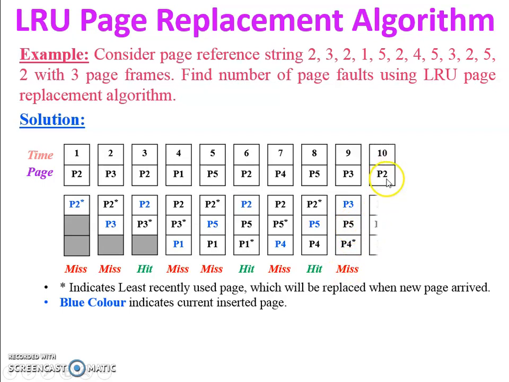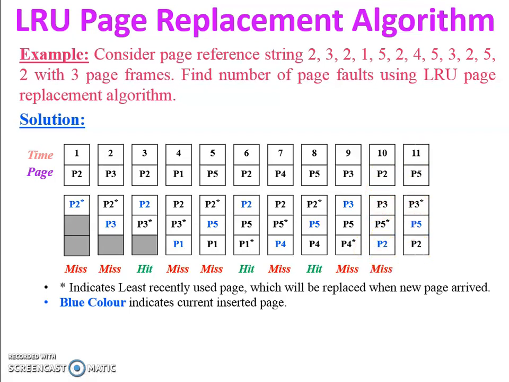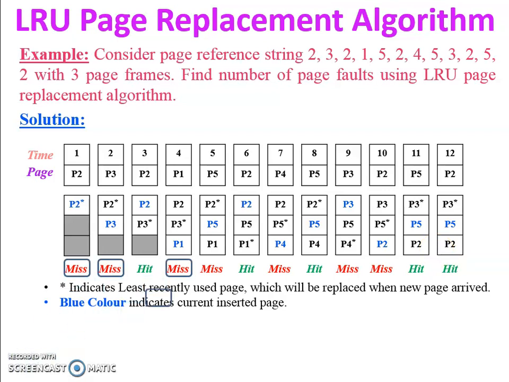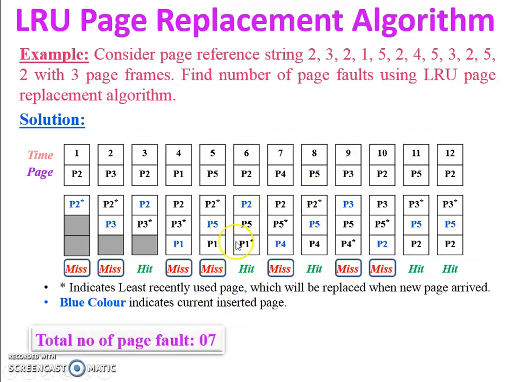At 10, P2 is stored here and it is again a page miss. At 11, P5 is available inside the page frame, so P5 is indicated as blue and it is a page hit. The last one is P2, and P2 is also available, so it is a page hit. Now count how many page misses: 1, 2, 3, 4, 5, 6 and 7. So there are 7 page faults in this given string.